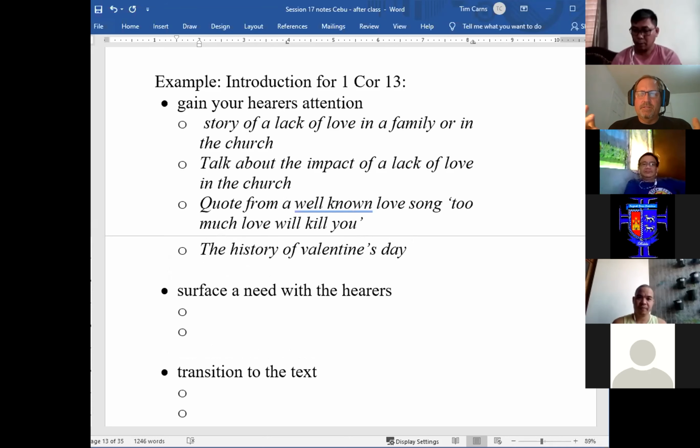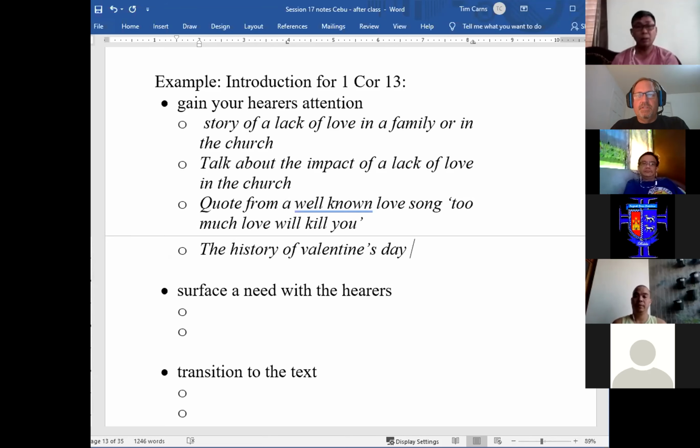I mean, where did all this stuff about a little fat, pudgy angel with wings shooting an arrow come from? By the way, Valentine's Day is the third highest revenue holiday of any day of the year, or something like that. It's not a biblical thing, but it's getting people's attention and interest, and you're talking about love.